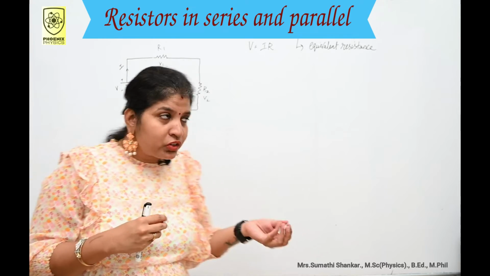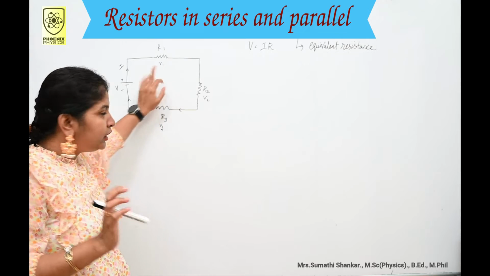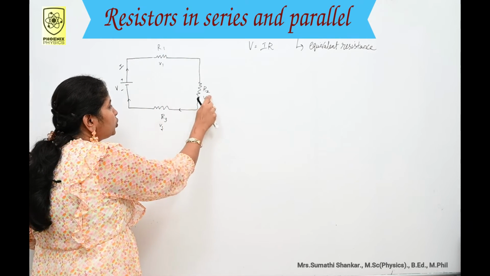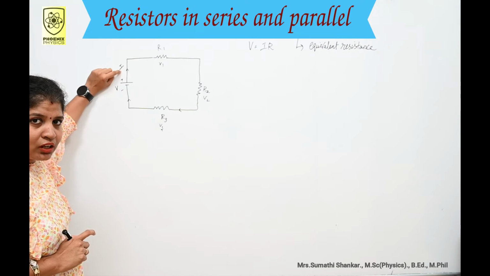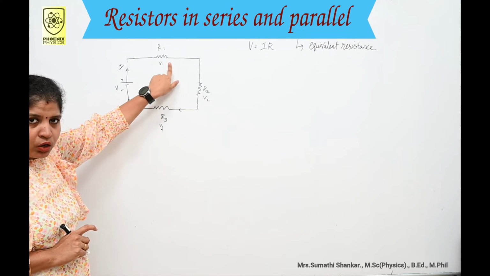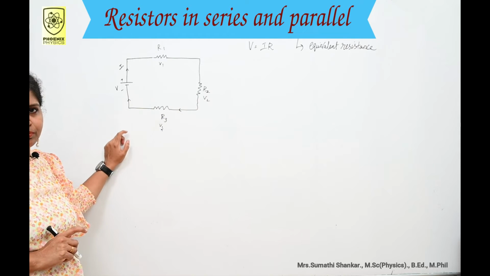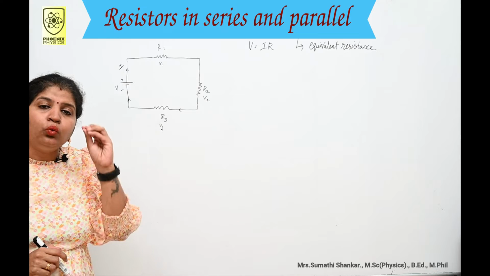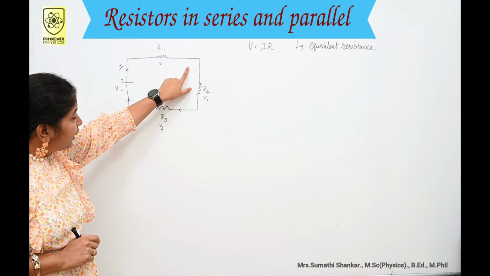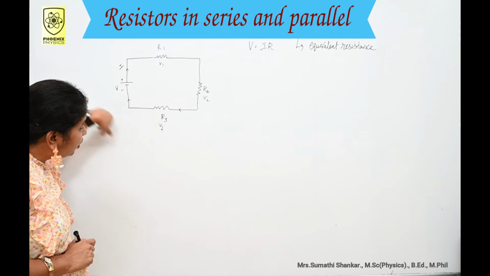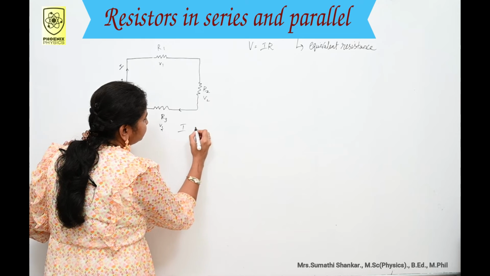It could be simple resistors or a bulb or a heating element. Look at the diagram. Here R1, R2, R3 resistors are connected in series. The amount of charge passing through R1 must pass through R2 and R3. Since there is only one path for the charges to flow through, the current is same through all the three resistors. Here I is same.